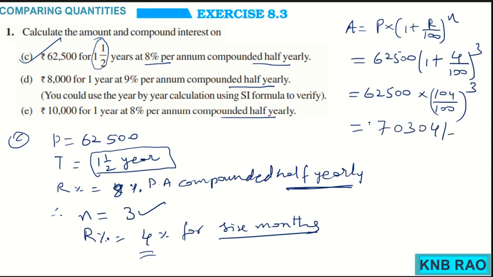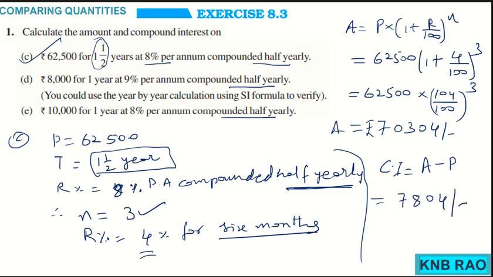70,304 rupees. This is the amount, whereas compound interest will be the difference between amount and principal. If you subtract 62,500 from 70,304, you will get 7,804 rupees being compound interest. So this is how these problems are to be solved.